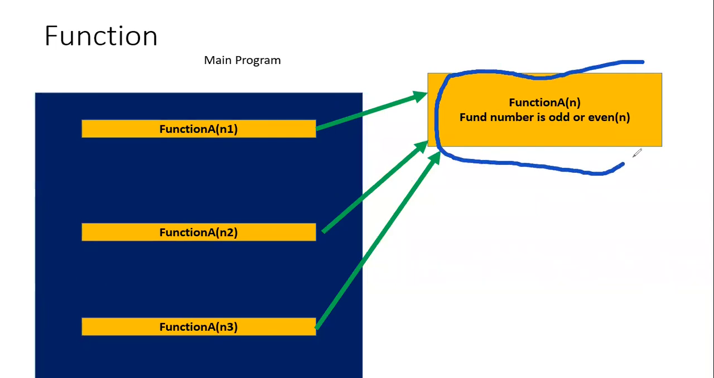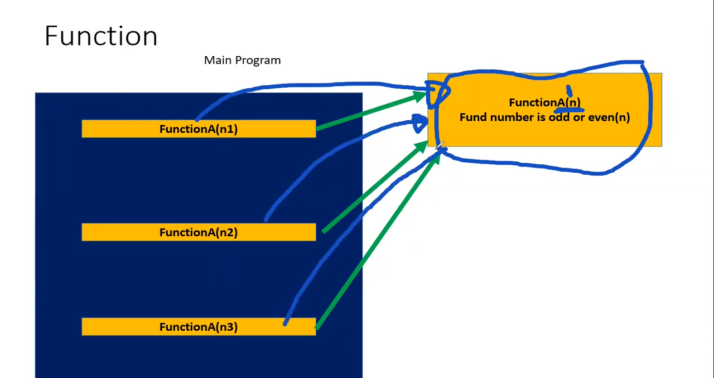You can write a function here. Once you write a function to decide whether the number n is odd or even, then when I want to decide whether it's odd or even, you can just call that function. And here also, if I want to decide whether N2 is odd or even, you can just call the function. And here also, you can just call the function, and that will return the value back to you.